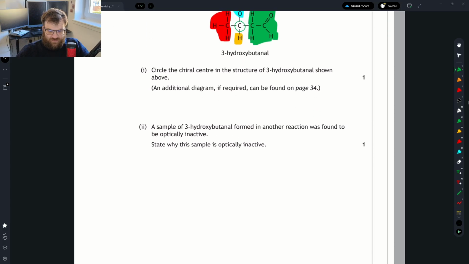A sample of this is found to be optically inactive. This must mean that you've got both of the isomers. They can form optical isomers where one of them rotates light in one direction and the other one would rotate light in the opposite direction. So that's left-handed and right-handed. To be optically inactive, this must mean that it's going to be a racemic mixture. That means it's equal quantities of each enantiomer. Mark there.